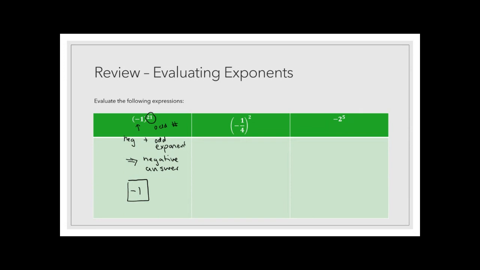Now, the second example here where we're evaluating, we have -1/4 squared. So this one is -1/4 times -1/4, because that 2 means we're multiplying 2 of them together.